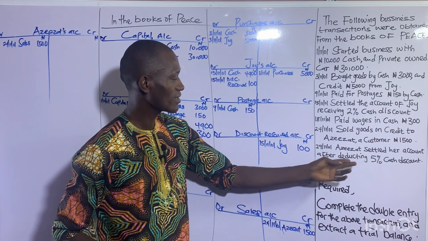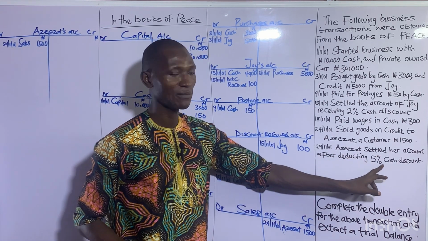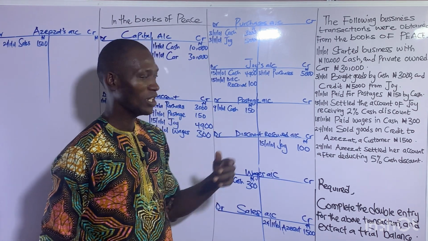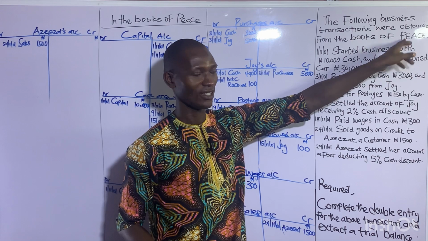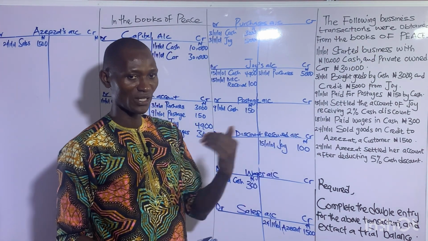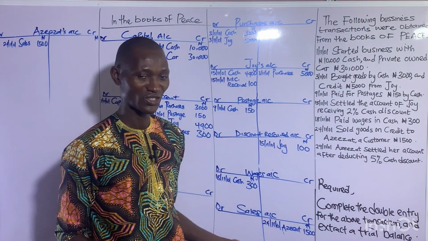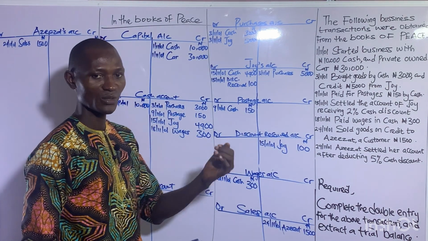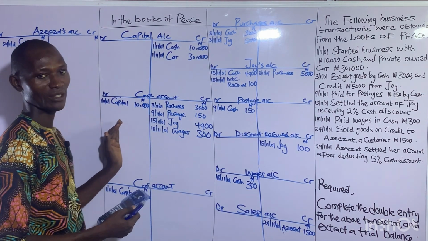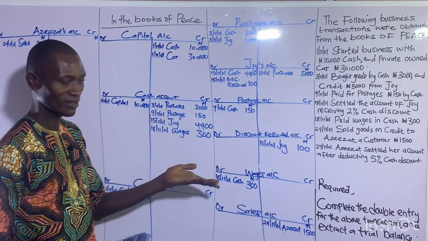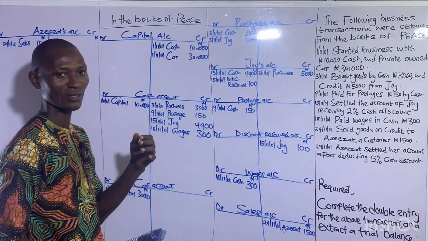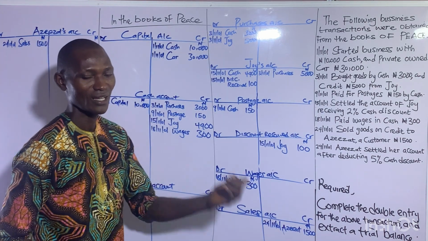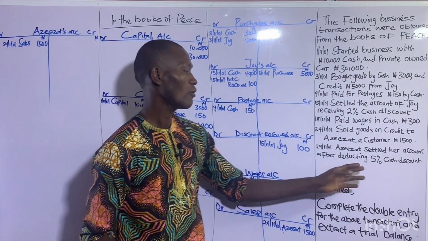Then the last but not least, Azizat settled her account after deducting 5% cash discount. So Azizat is paying Peace now. Paying Peace means Peace is receiving the money, which is cash. We are going to assume it to be cash. Since Peace is receiving that cash, the cash account will be the receiving account in that regard, not Peace. It's the cash account because Azizat paid by cash. So we are going to debit cash and credit Azizat.